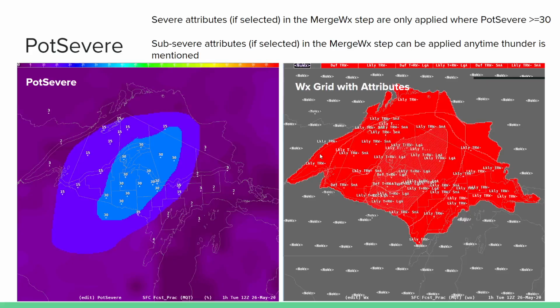So here's pot severe on the left, weather grid on the right. Where pot severe is greater than or equal to 30, that's where you get that T+ mention. And by default, it only populates as 30. That's the trigger. Where you have 30 is where you can also add those severe attributes, large hail and damaging winds at the merge weather step. For sub-severe attributes, small hail, that can be added anytime there's thunder mention and where pot severe is less than 30.